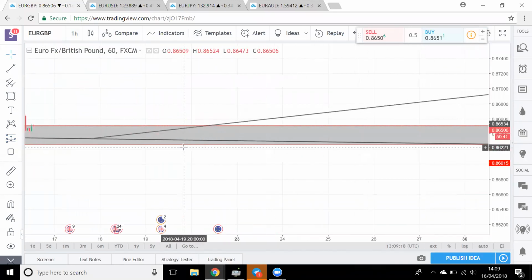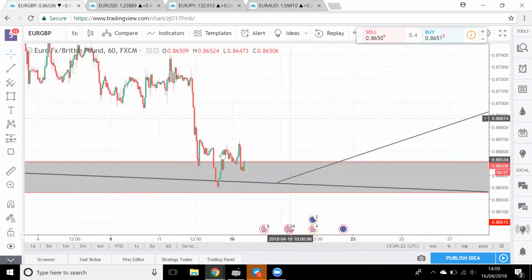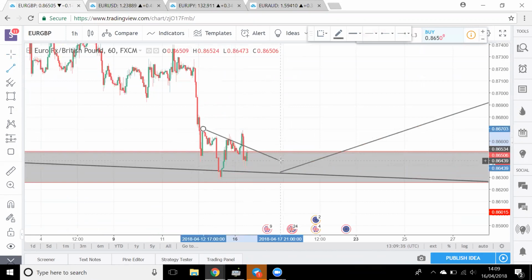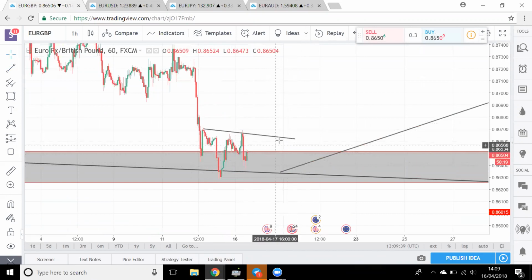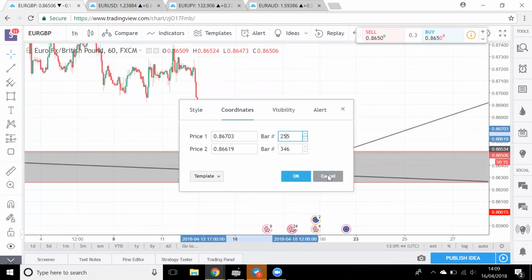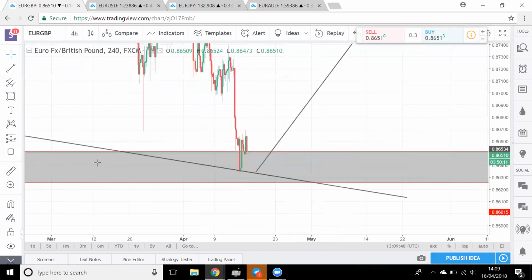Here's the 1 hour for euro pound. We dropped. We made a left shoulder. Now we're in the right shoulder, and then we're looking for higher prices. We could say we want to break this level, and then once we break this level and retest it, we can look for longs. But I'm looking for longs from this zone this week, and I think it will be very nice.